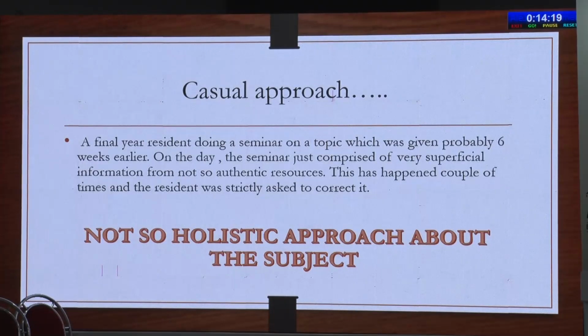Now, a final year resident is doing a seminar on a topic which was given probably 6 weeks earlier. On the day, the seminar comprised very superficial information from not so authentic resources. This has happened a couple of times, and the resident was strictly asked to correct it, for a topic which really requires a lot of reading. If we remember from our days, when a seminar topic was given 2 months before, we used to refer to all the textbooks and make notes, including the applied aspects, the physiology, the basic sciences.